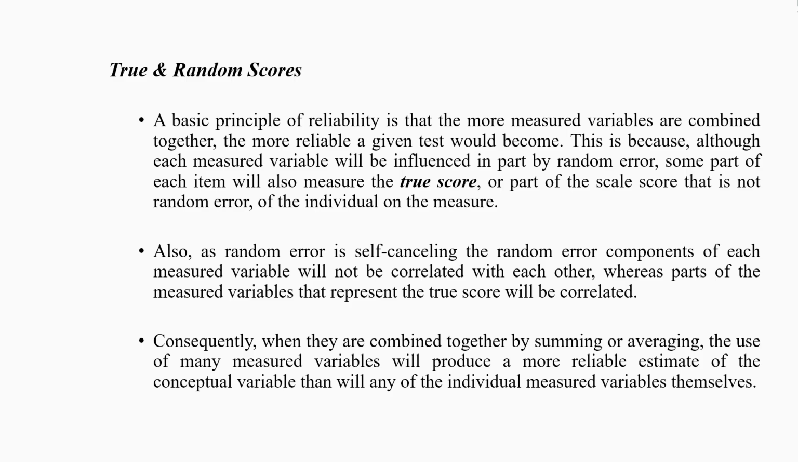Now, when we are taking these measurements, there is something referred to as the true score and the random score. One of the basic principles in reliability is that the more measured variables are combined, when you average a lot of measurements over time, the more reliable the test will become. This is because although each measured variable will be influenced in part by random error, some part of each item will also measure the true score that you are measuring, the part of the score that is not random error.